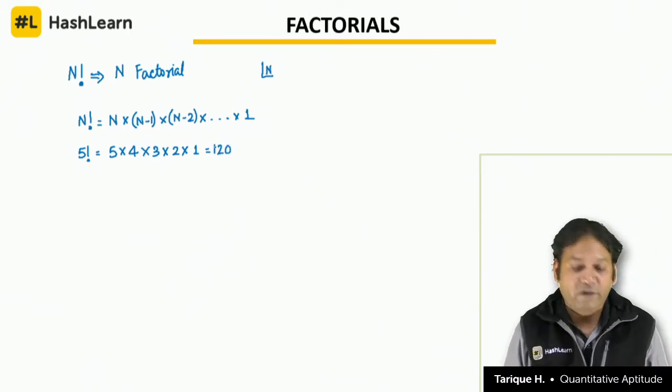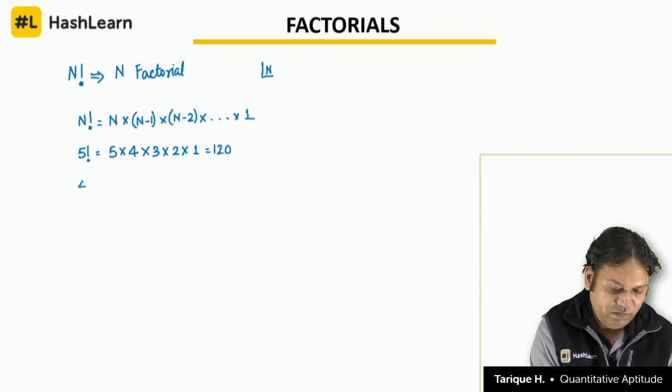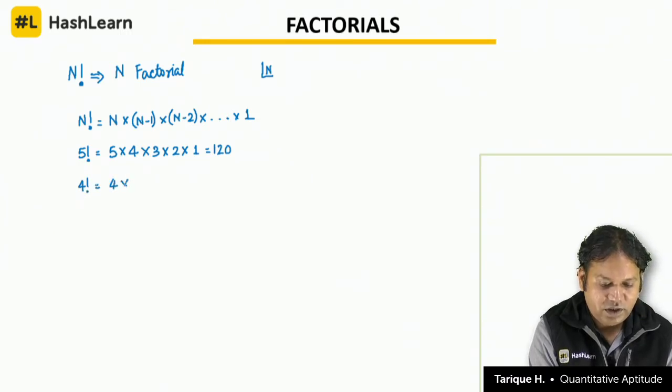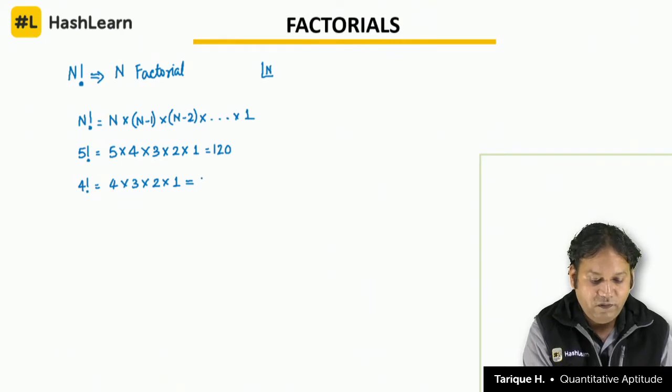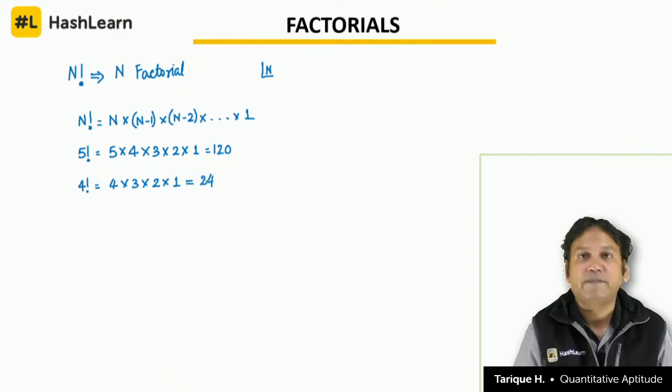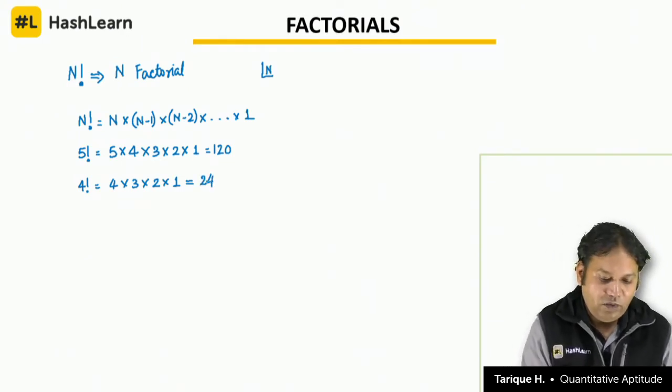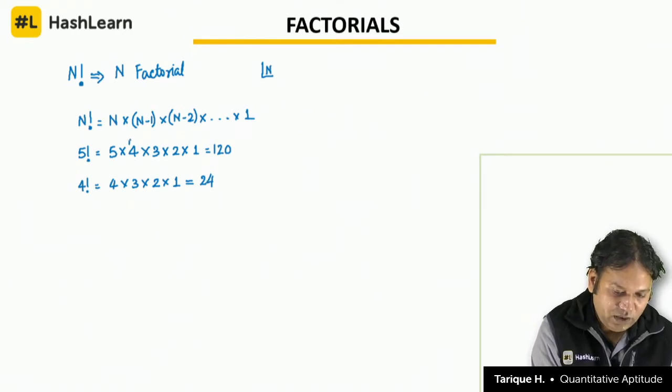So how will you write 4 factorial then? If this is 5 factorial, 4 factorial is equal to 4 into 3 into 2 into 1. So we start from 4, we go on multiplying till we reach 1, and the value of 4 factorial is 24. Alright. Now if you see here, 5 factorial also contains 4 factorial. See, 4 into 3 into 2 into 1 is nothing but 4 factorial.